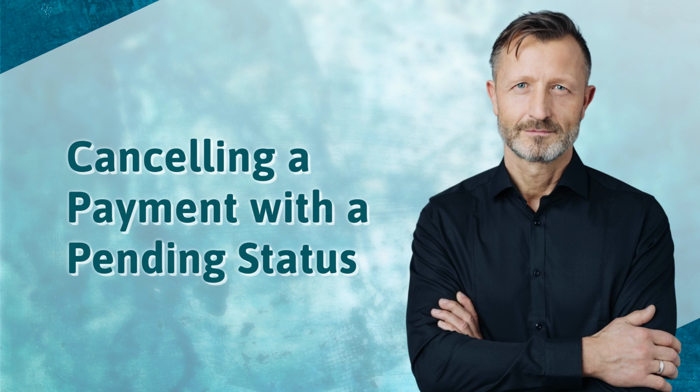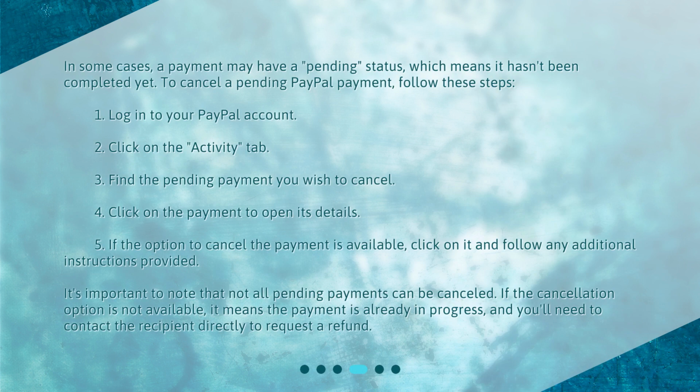Canceling a payment with a pending status. In some cases, a payment may have a pending status, which means it hasn't been completed yet. To cancel a pending PayPal payment, follow these steps. 1. Log in to your PayPal account. 2. Click on the Activity tab. 3. Find the pending payment you wish to cancel. 4. Click on the payment to open its details. 5. If the option to cancel the payment is available, click on it and follow any additional instructions provided.